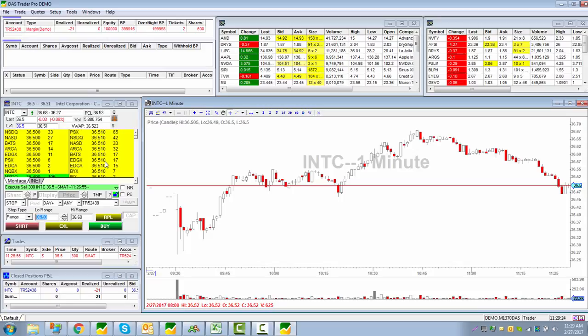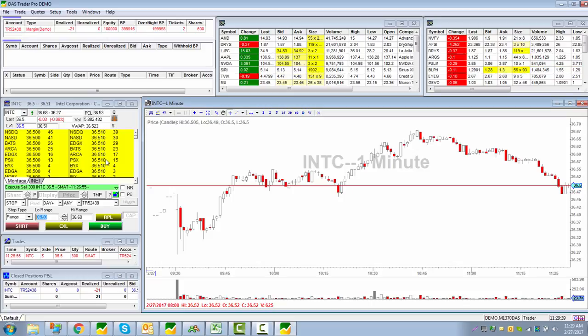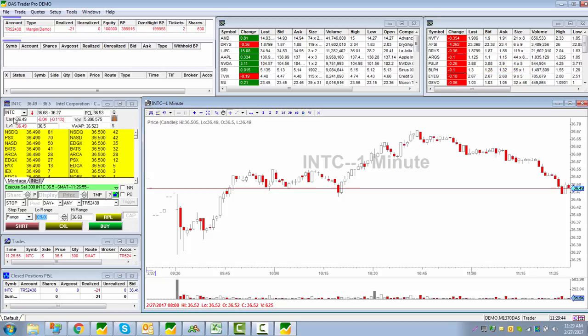So you always want to be aware of that. But if it was something like Bank of America or Intel, then it's obviously a different story. You can see there's plenty of liquidity to go around, and there's so much even below that. Just some things that you want to keep in mind. Okay, so let's say we want to short Intel.